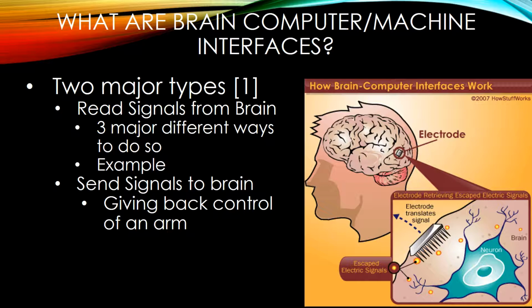So what are brain, computer, or machine interfaces? There's two major types. The first reads signals from the brain, and there's three primary ways it's done. The first is using EEG data, in which electrodes can be placed on the outside or the inside of the scalp. Those on the inside of the scalp produce much better signals but require surgery to be placed.